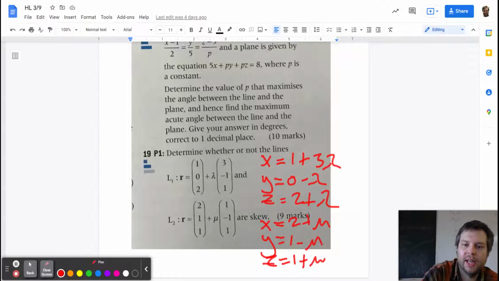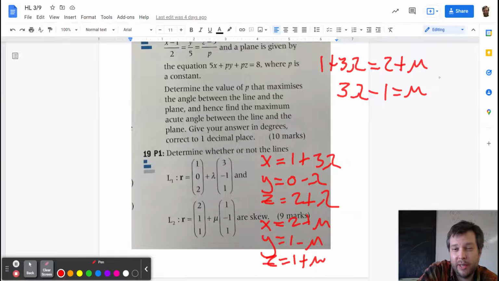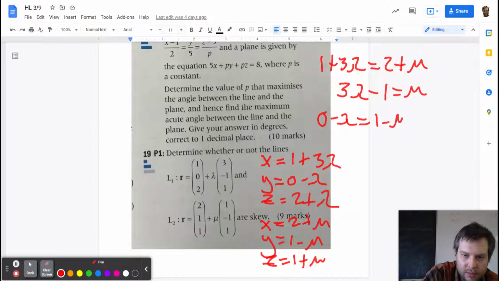So let's set our x's equal to each other, leaving us with 1 plus 3 lambda equals 2 plus mu. In other words, 3 lambda minus 1 is equal to mu. I just subtracted 2. And then if I set the y values equal to each other, I get 0 minus lambda equals 1 minus mu.